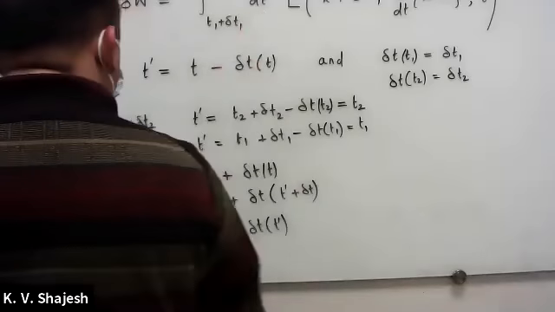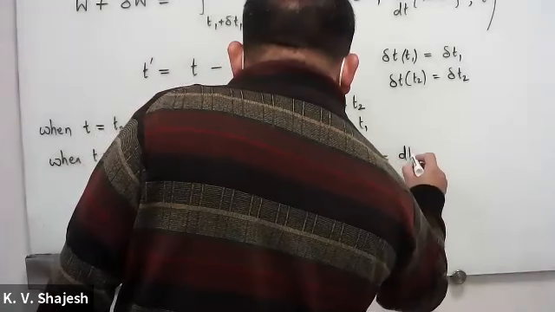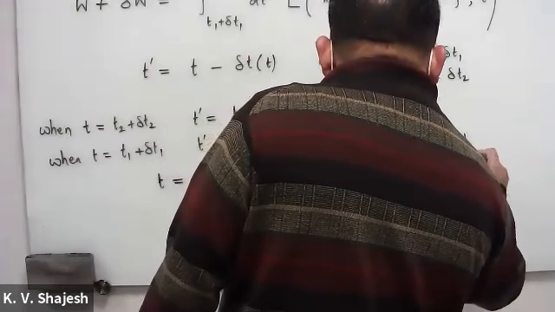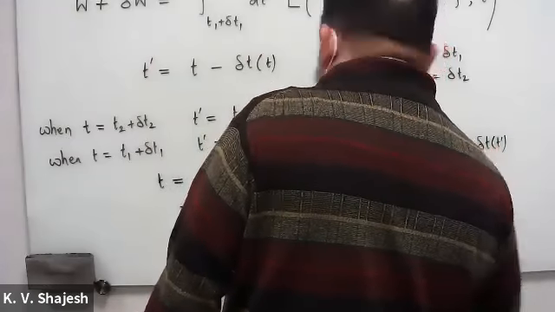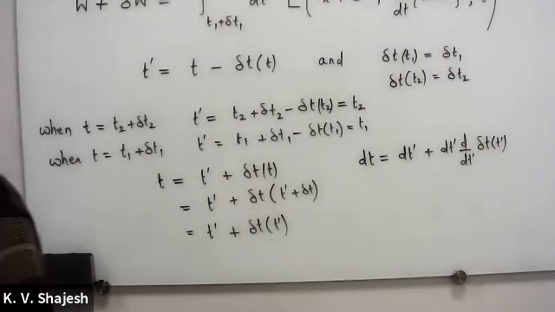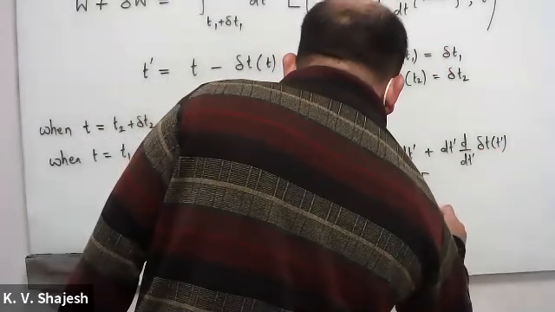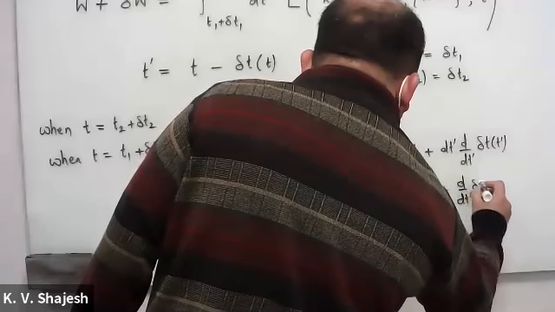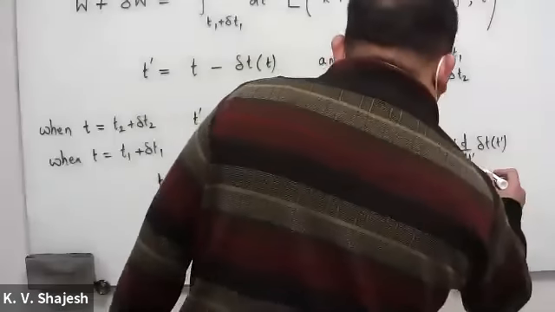Not right now. No, thank you. So if that is the case, I want dt here. So dt would be equal to dt prime plus dt prime d by dt prime of delta t, a function of time t prime. So I have dt is equal to dt prime times 1 plus d by dt prime of delta t. I have not written the t prime dependence, it's understood that there is a t prime dependence.